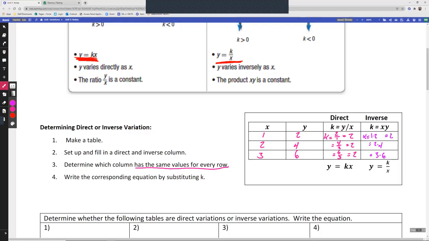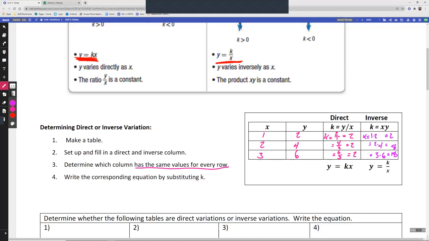1 times 2 is 2, right? Then 2 times 4, that's going to be 8. Then we have 3 times 6, it's going to be 18. Now we can see here that the K values aren't the same going down the column for inverse because we chose the wrong formula. So if you happen to choose the wrong formula to try to solve for whether it's direct or inverse, you'll see because the K values won't be the same.